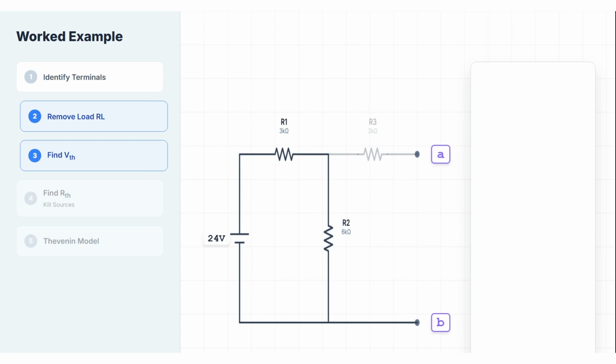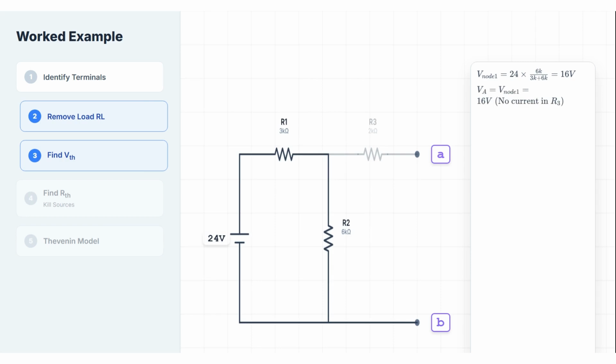V1 is determined by the voltage divider formed by R1 and R2. V1 equals 24 volts times R2 divided by R1 plus R2. V1 equals 24 times 6K divided by 3K plus 6K. V1 equals 24 times 6 divided by 9. V1 equals 16 volts.